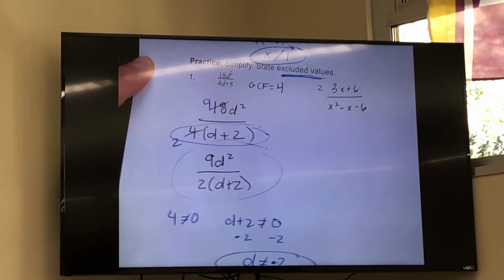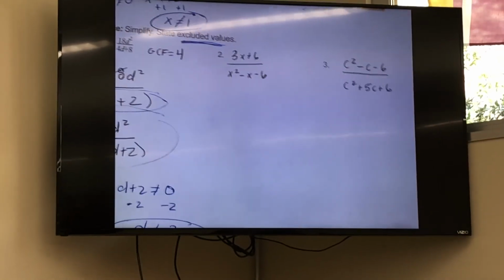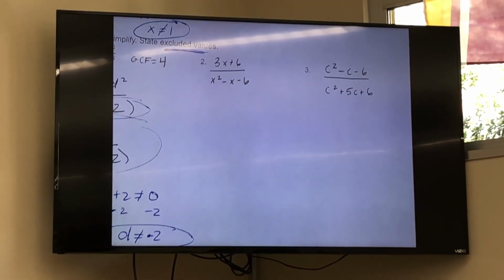All right, I'm going to give you guys a little bit of time to try out these 2 examples. Go ahead and write them in and give it a little practice.